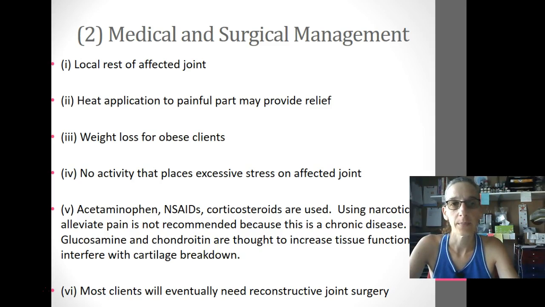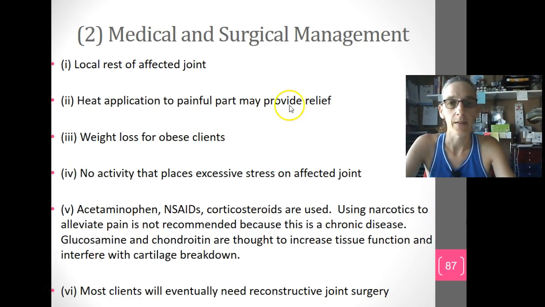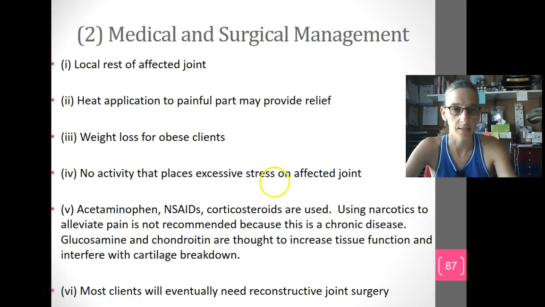So med-surg management is going to be local rest to the affected joints. Heat application may provide some relief. Weight loss for obese clients, that's a big one. No activity that places excessive stress on the affected joints. So no running, jumping, jump rope, jogging. These people will really benefit from exercising like swimming and things like that, or non-high impact exercises.